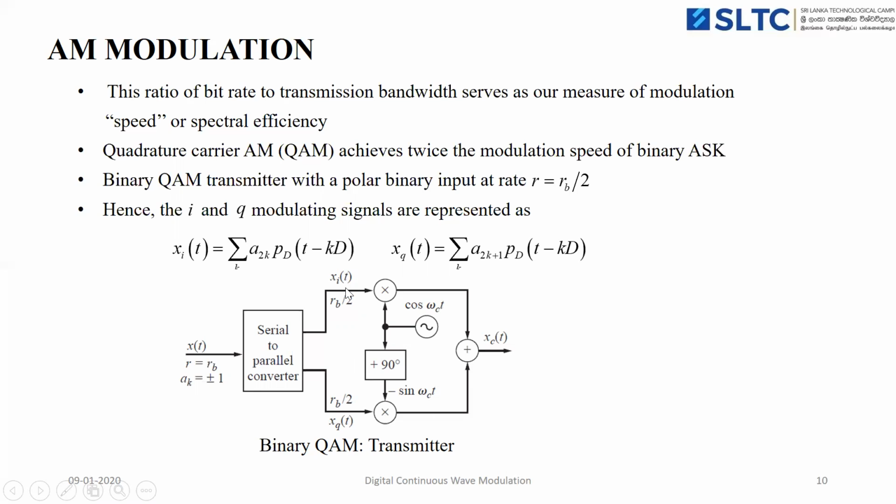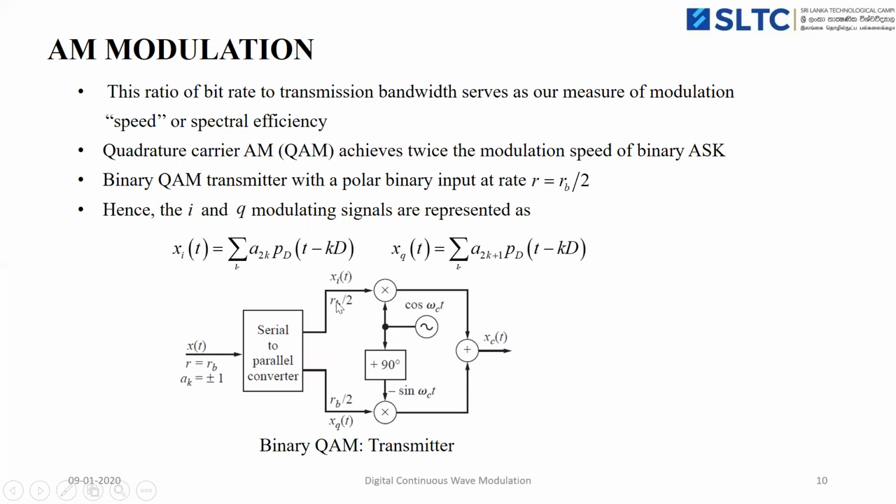There are two channels we are using: the in-phase channel and the quadrature channel. The incoming input x(t) has the input rate R, equal to the bit rate. So bit rate and input rate are equal in this case, and the incoming signal is a binary ASK modulated signal with two levels, which then passes into the serial to parallel converter. Here we are considering a_k equal to plus or minus 1.